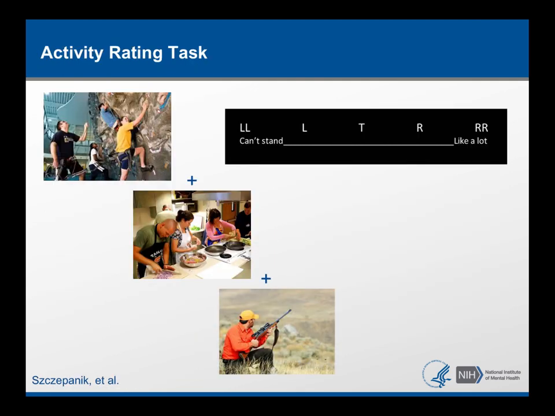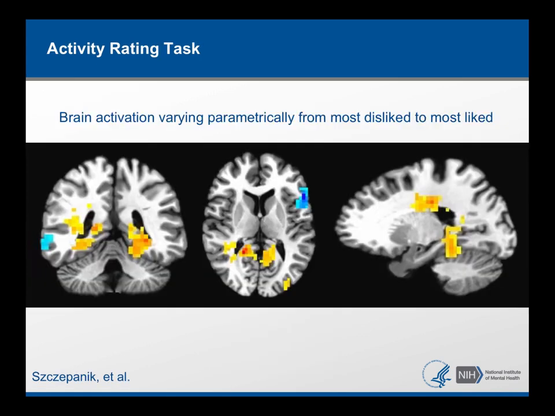We're also developing some new tasks in our laboratory. We have an activity rating task where we show subjects pictures or words describing different activities, and we ask subjects to rate whether they strongly dislike them or strongly like them. One thing behaviorally that we find is subjects with depression, particularly subjects with depression that have a high level of anhedonia, will describe far fewer of these activities as pleasurable than healthy subjects.